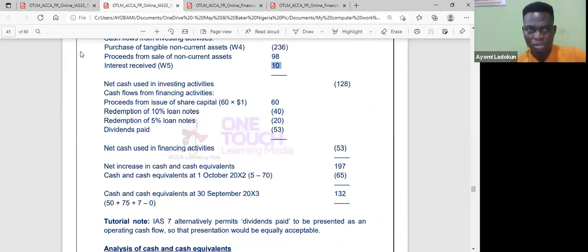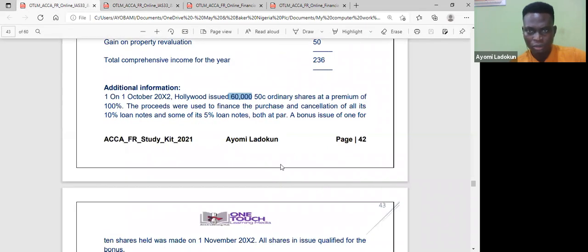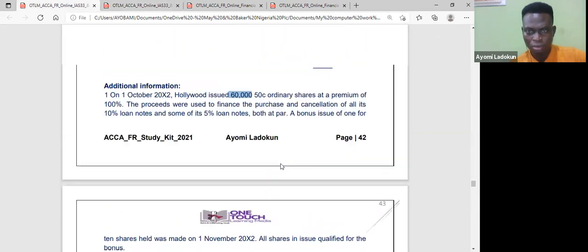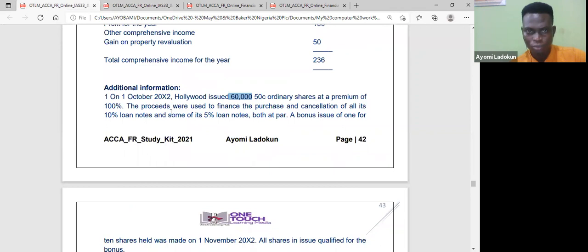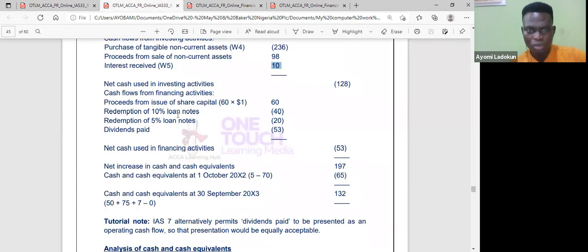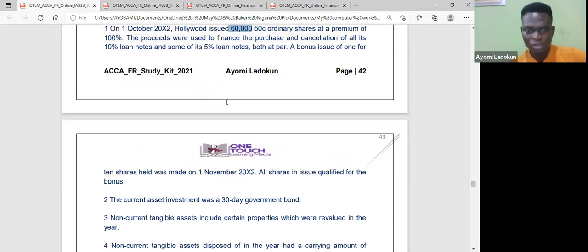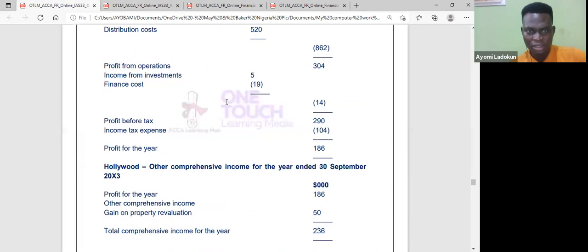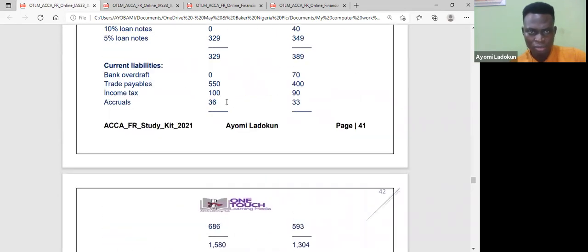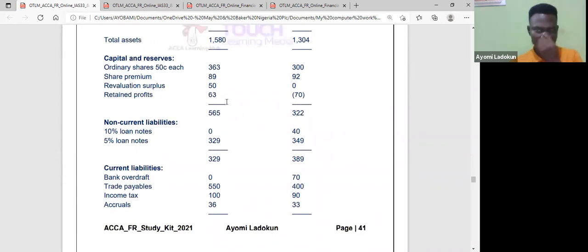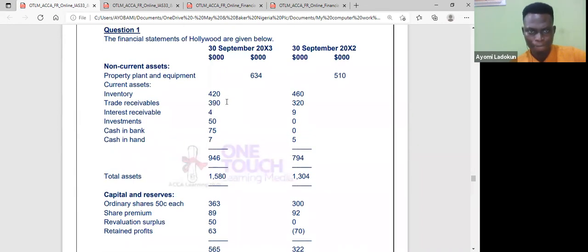And then at redemption, where's the redemption now? Okay, so we're going to have 10% at redemption. Then we also have a 5% loan note. Do you get the point? Then we also have dividend paid. So my dividend, let me see in the accounts.